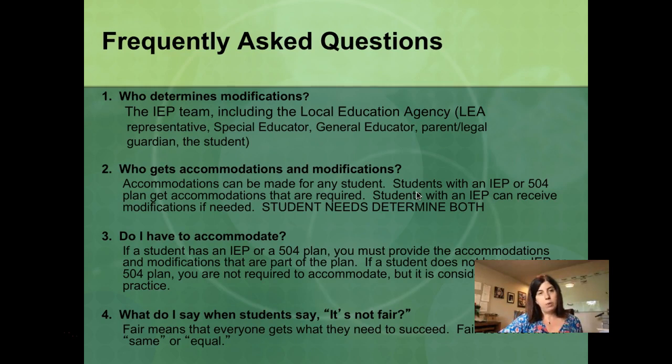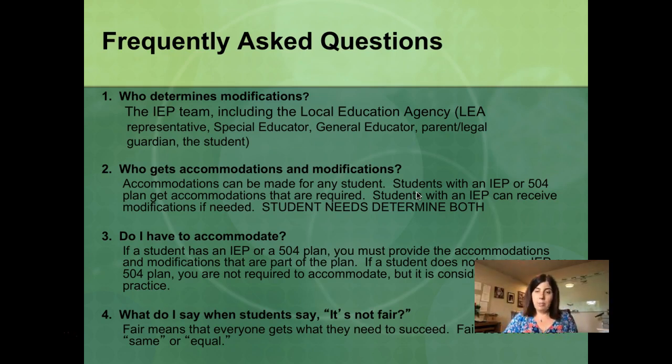So some frequently asked questions: who determines them? Again, it's that IEP team that's going to determine them in collaboration with the general and special educator, parents, student, and obviously the school district. Who gets the accommodations and modifications? Accommodations can be for any student, like I said. And modifications are for a student who has an IEP and needs that.